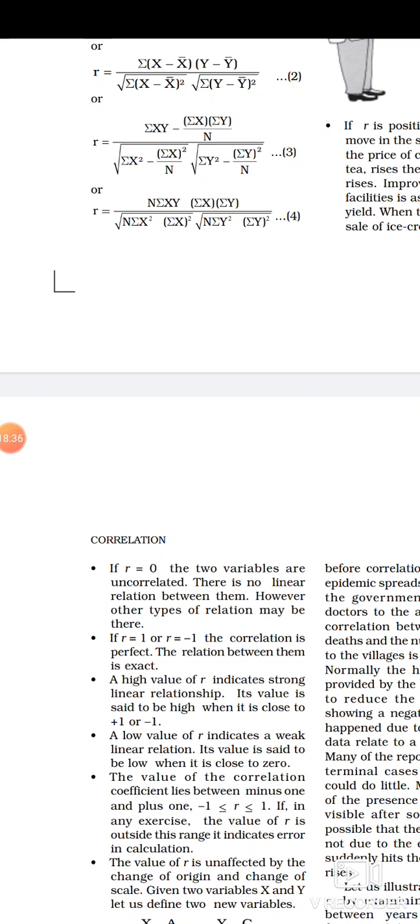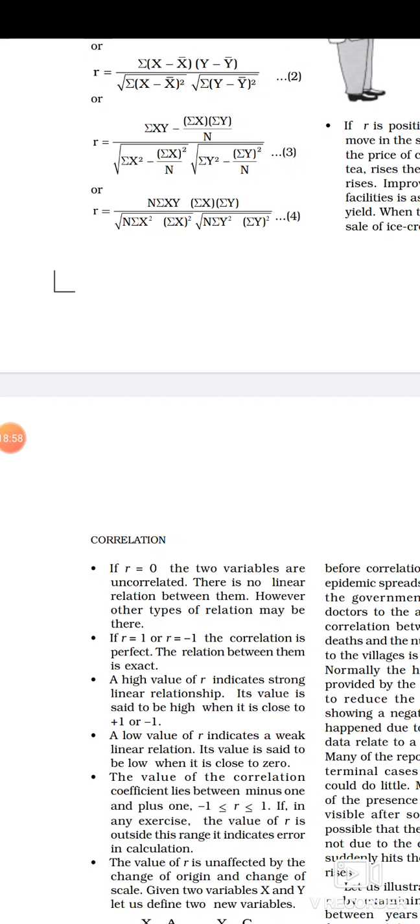A high value of r indicates a strong linear relationship. Its value is said to be high when it is close to +1 or -1. A low value of r indicates a weak linear relationship. Its value is said to be low when it is close to 0.